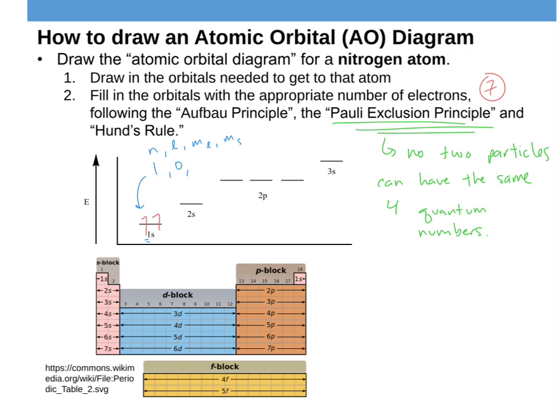My l is 0 because it's an s orbital. My m sub l is also 0. That's the only allowed value. There's a 0 here. And then my m sub s is plus 1/2 because it's a spin up.